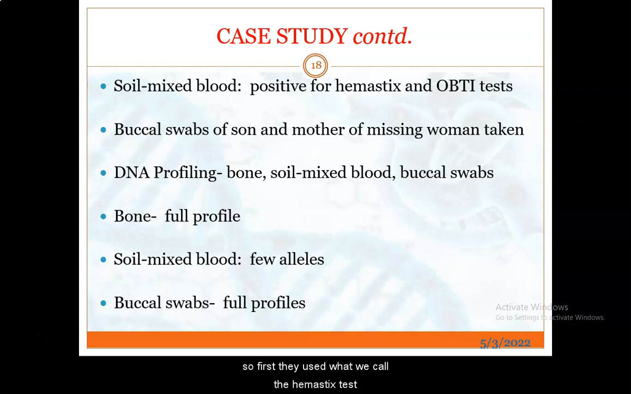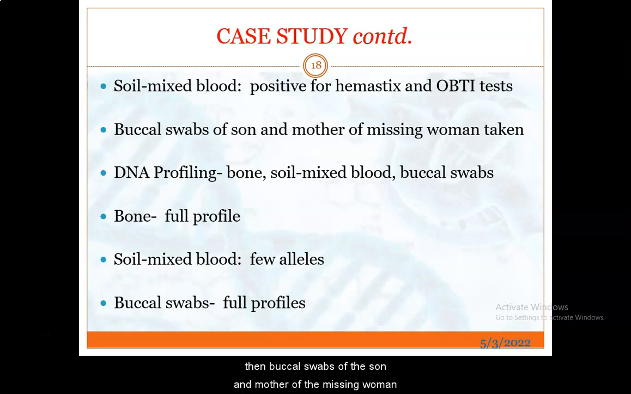So first they used what we call the hemastix test, which is a presumptive test for blood, and they got a positive result. After which the OBTI hexagon OBTI test was used to confirm the presence of human blood. And it was confirmed that indeed the soil mixed suspected blood sample is blood. So human blood was mixed with soil.